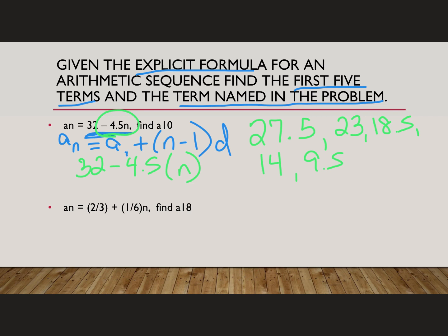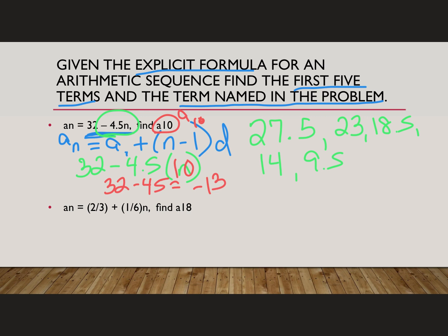Then it asks me to find the 10th term. That should be an A sub 10. Sorry, it messed up my formatting when I imported this. Okay, A sub 10. So find the 10th term in the sequence. So this time I'm going to just say, okay, 10. So 32 minus 4.5 times 10 is 45. So I end up with 32 minus 45, which gives me negative 13 would be the 10th term.